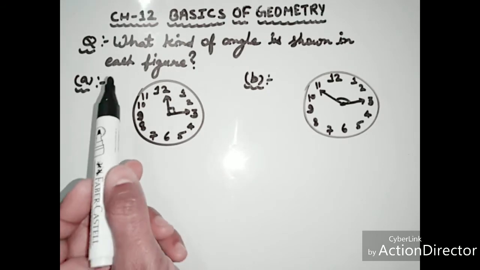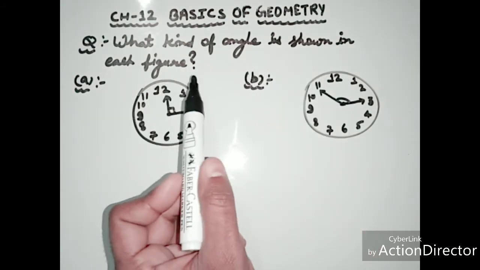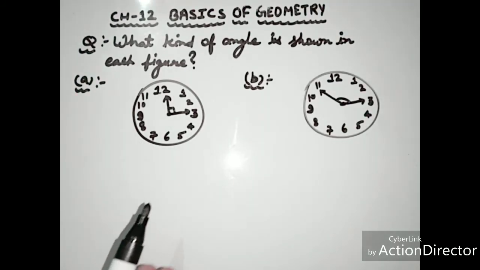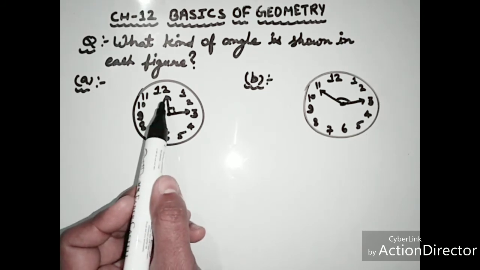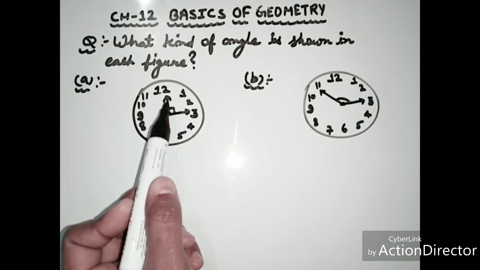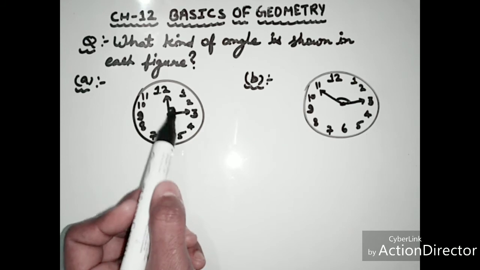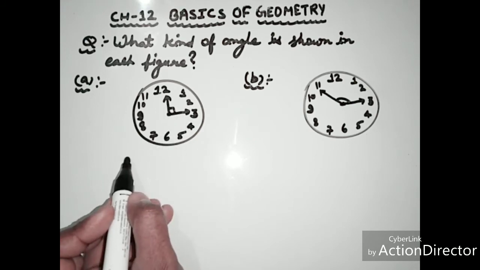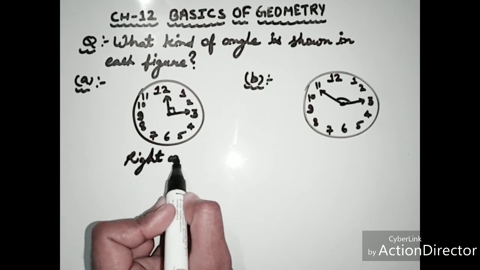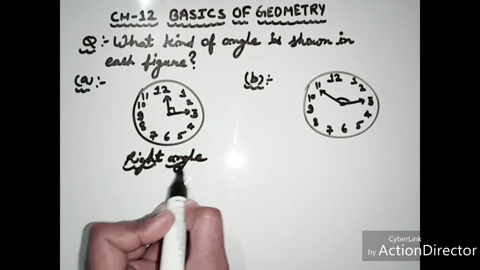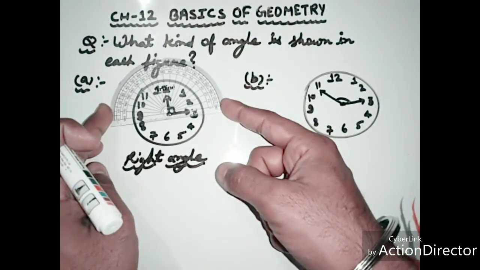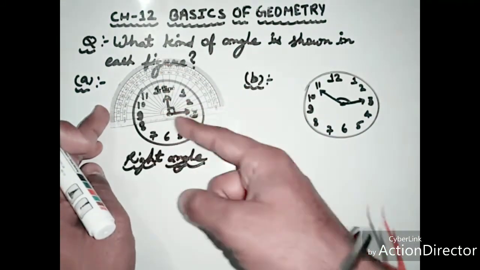Now the next example: what kind of angle is shown in each figure? So here the figure number A, here the hand of the clock moves from one place to another place and it makes some angle. Which type of angle is this? This is a 90 degree angle. So here we write right angle, because it is 90 degrees, and we also measure this angle like this. This is a 90 degree angle.